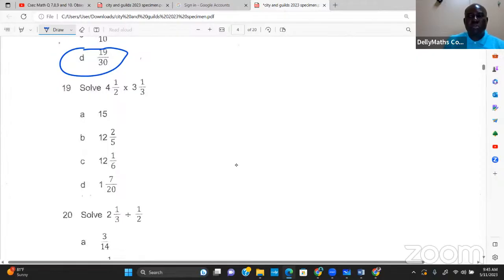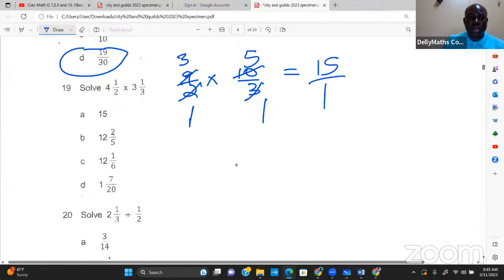Multiplication, convert mixed numbers to improper. 9 2s, 4 2s 8, plus 1, 9 over 2. 3 3s 9 and 1, 10 over 3. And when you're multiplying fractions, you check if you could cancel. It's up to you. 3 into itself 1, 3 into 9 3, 2 into itself 1, 2 into 10, 5, 3 times 5, that's 15 over 1, which is just 15.